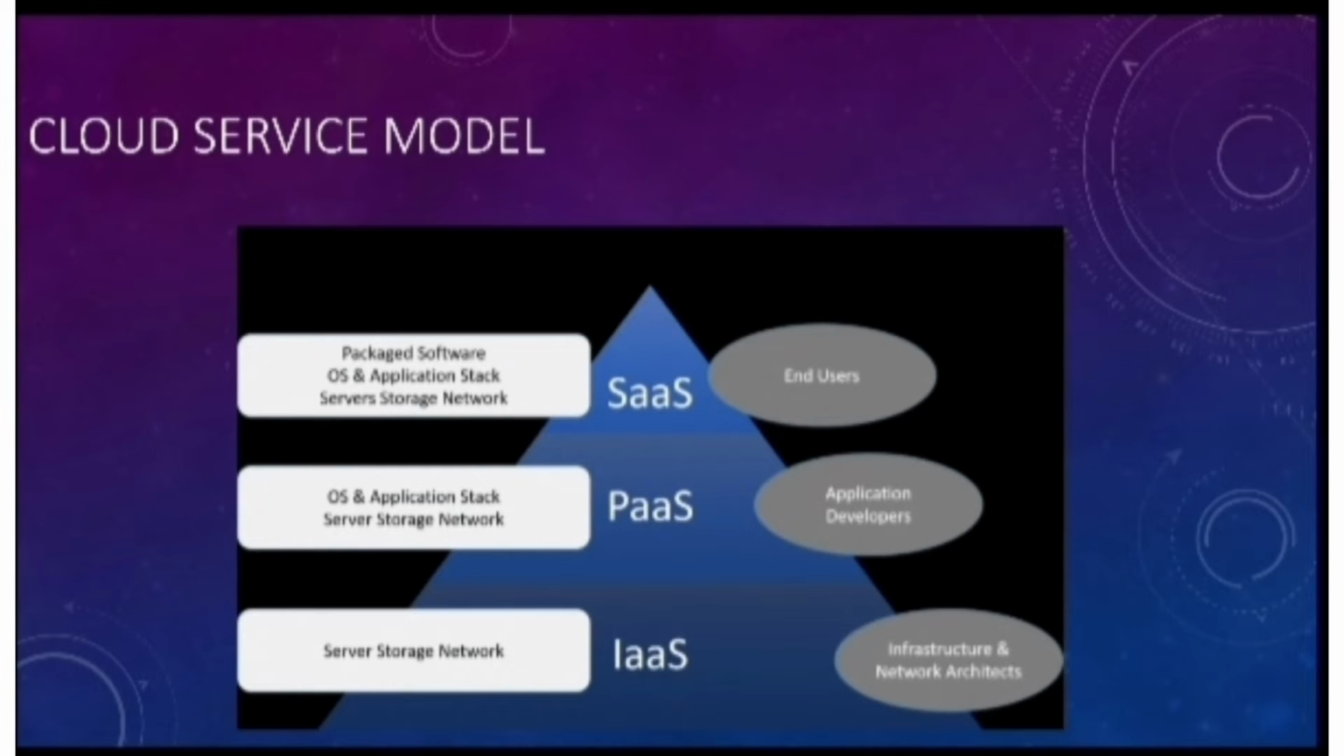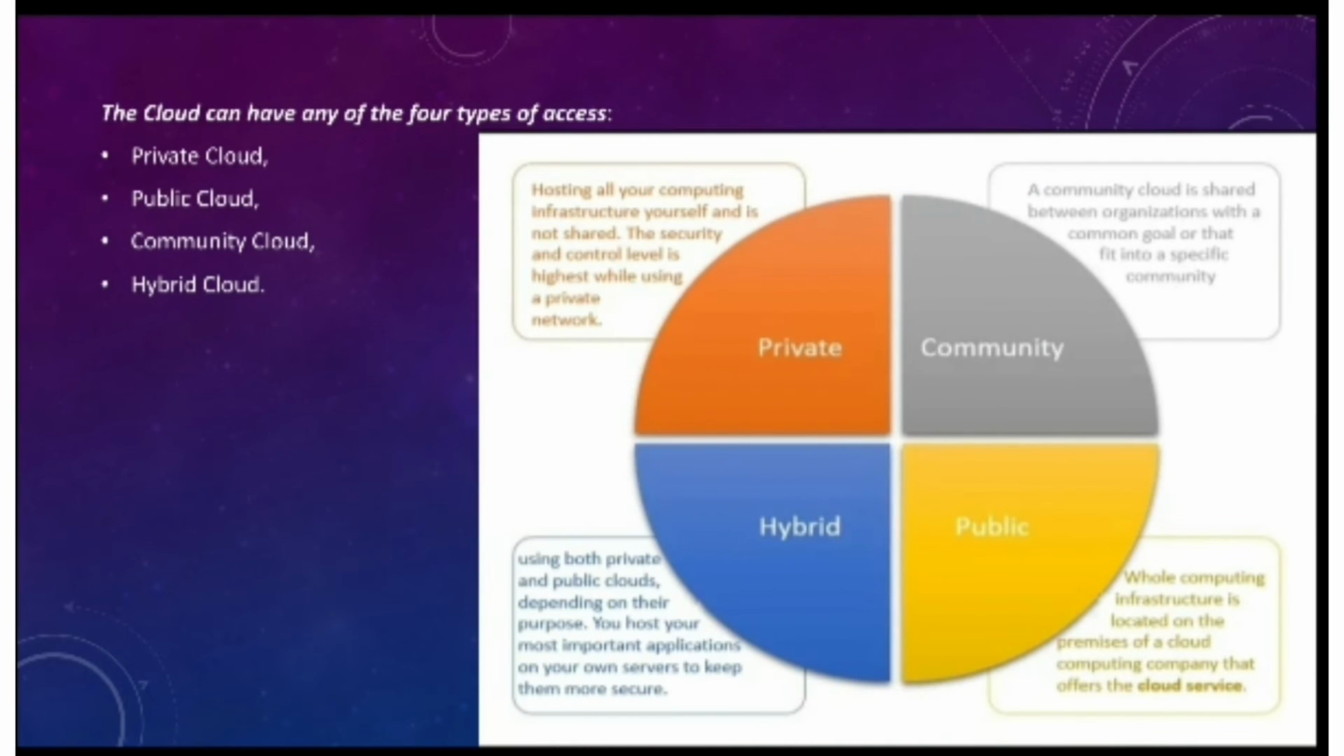This is mainly used for application developers because an application is built over an operating system, and there are multiple things or tools which are needed. So platform as a service is used for that. Then software as a service. Here we get the packaged software, operating system, application stack, and server, storage, network. So this is about the cloud service model. The main examples are Amazon Web Services, Google Cloud, Microsoft, and there are multiple coming up. Next, moving on to the four types of cloud.